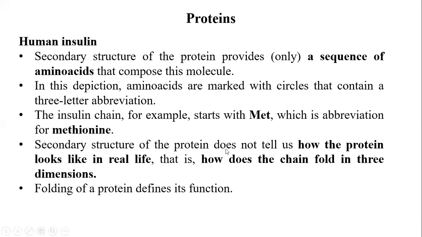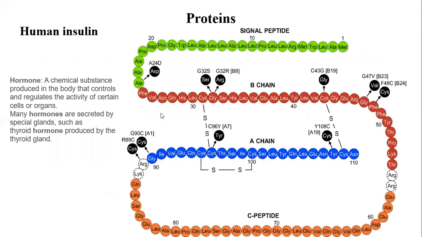Secondary structure of the protein does not tell us how the protein looks like in real life. अब जो सेकेंडरी स्ट्रक्चर है उसमें हम real protein structure को realize नहीं कर सकते. If you can imagine, this is the example of protein, insulin protein, when it is transformed from RNA to amino acids, then this is the secondary structure.